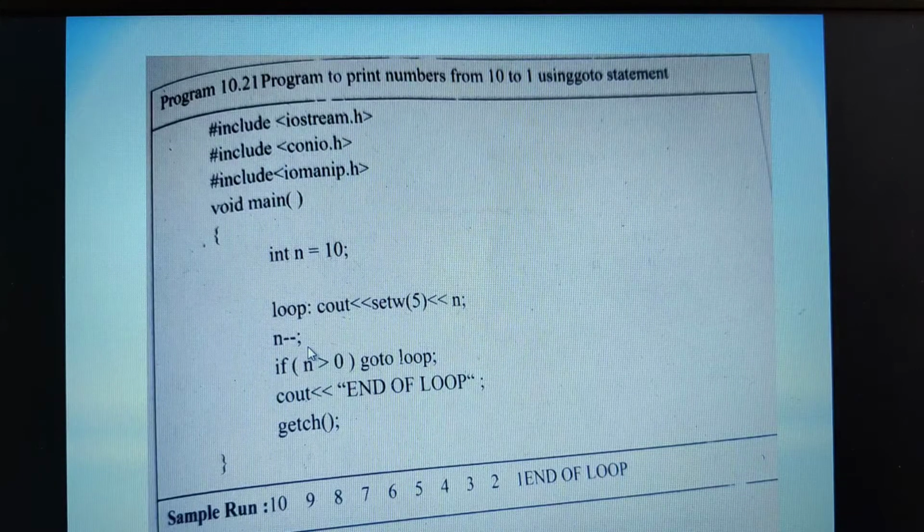I hope children you are able to understand. So here I haven't used any looping statement. I didn't use while, I didn't use do while, neither have I used the for loop. But still with the help of the go to statement, a jumping statement, I can have the looping system here.